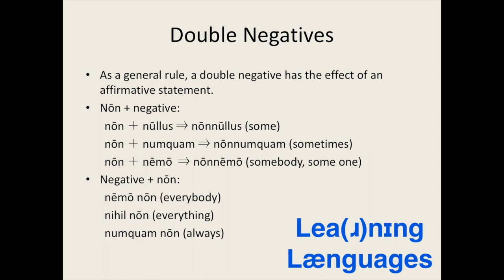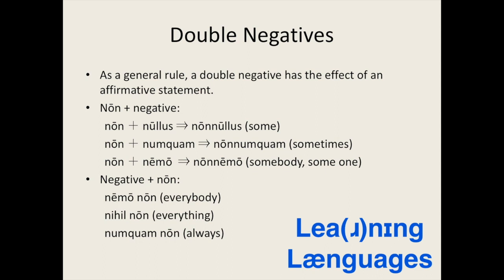As with English, double negatives are used in Latin, and they have a similar effect. Compounds of the form non plus a negative have the effect of an indefinite affirmative, so non plus nullus becomes non nullus, which means not none or some. Non plus nunquam becomes non nunquam, which means not ever or sometimes. Non plus nemo becomes non nemo, which means not nobody or someone.